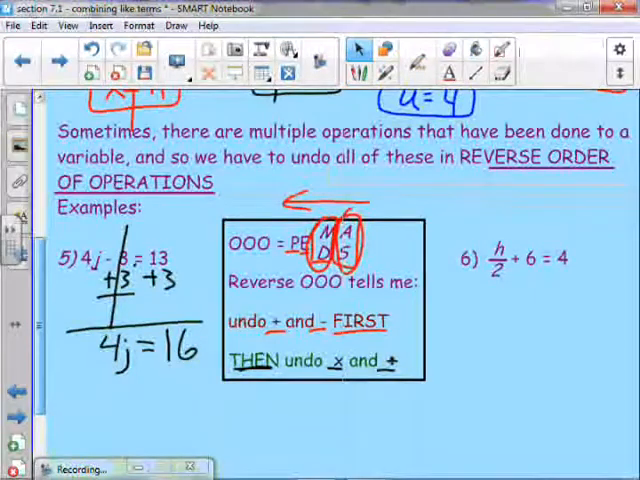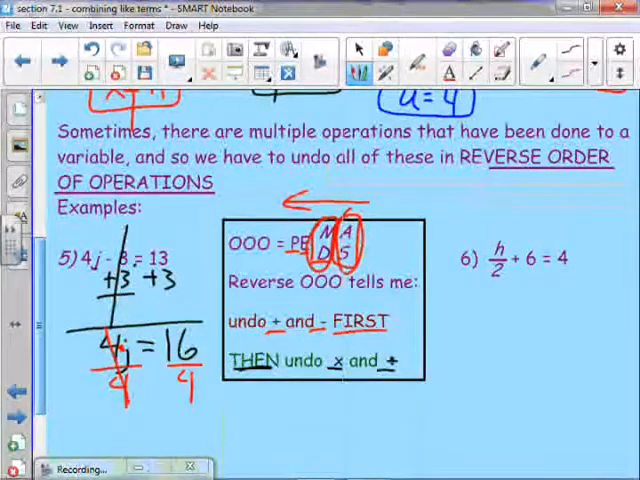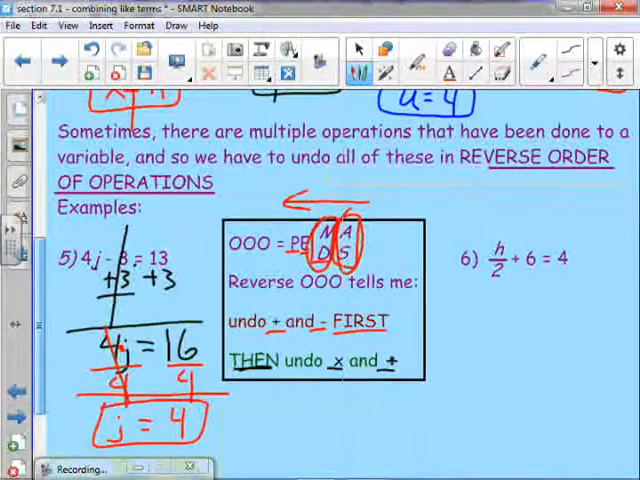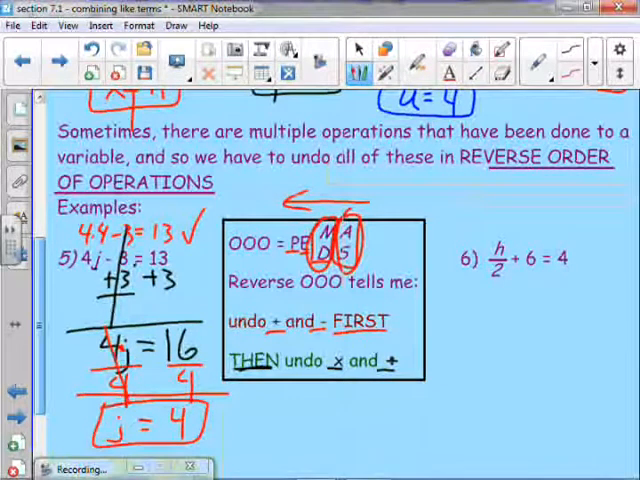Well, I still have this 4 times j. And what that tells me has been done is multiplication. How do I undo multiplication? I divide. So I divide both sides by 4. 4 divided by 4 gives me 1. So all that's left on the left-hand side is j. And 16 divided by 4 gives me 4. And here is when it's an excellent time to go back and check your work. 4 times j, which is 4 times 4, minus 3. Well, that's 16 minus 3. That does equal 13, so you know you did it right.